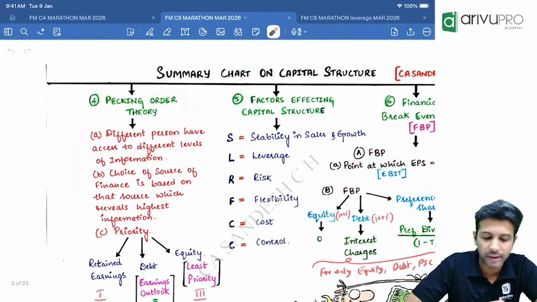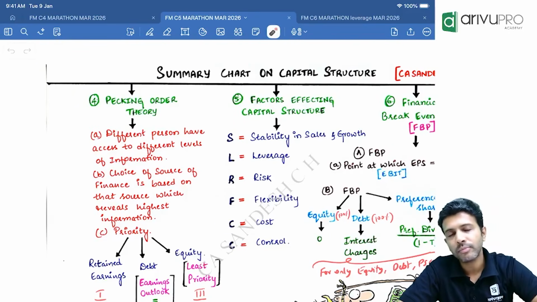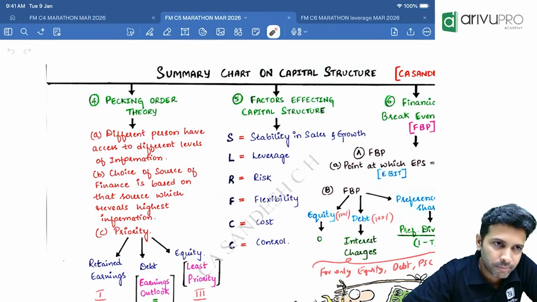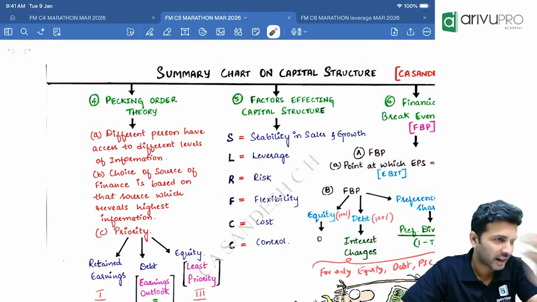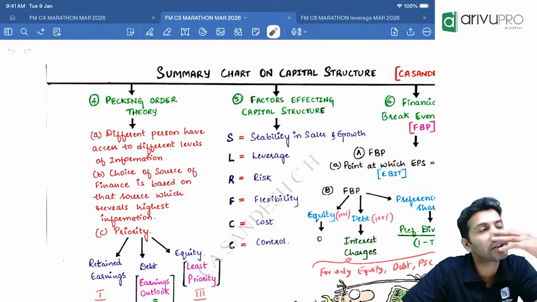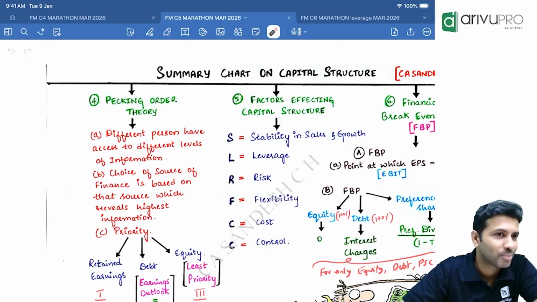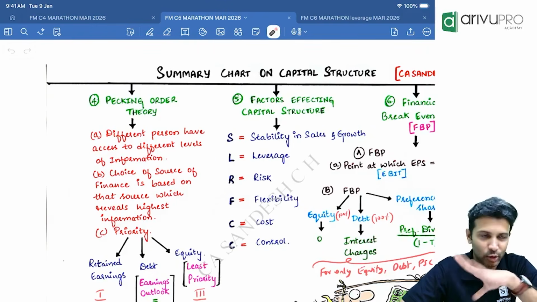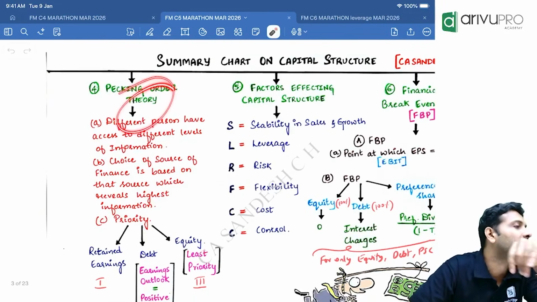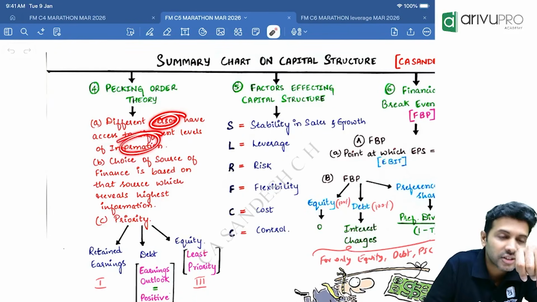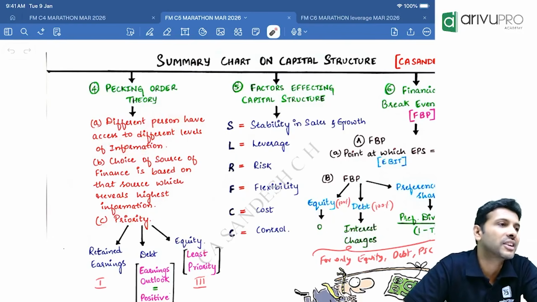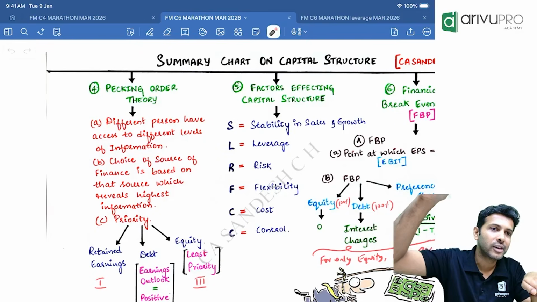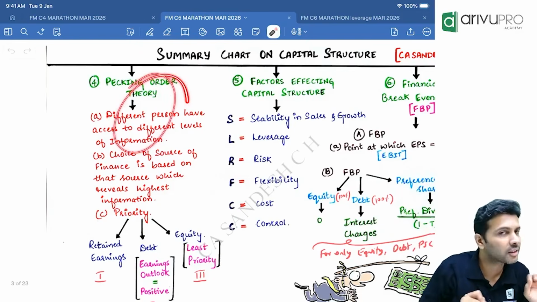Now, pecking order theory. What it says is, different people in the organization have access to different sets of information. Now, you are in ArivuPro Academy. I am also in ArivuPro. Both of us know the same information about Arivu, or I will know little better information. Yes, no. That is what pecking order theory says. Different people in the organization have access to different sets of information. At manager level, you will know something about the organization. At director level, you will know a little more. Yes, no. So that's what pecking order theory says.